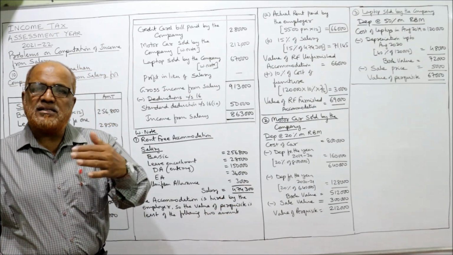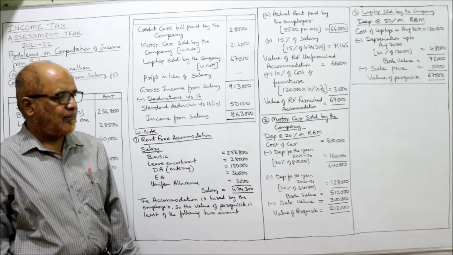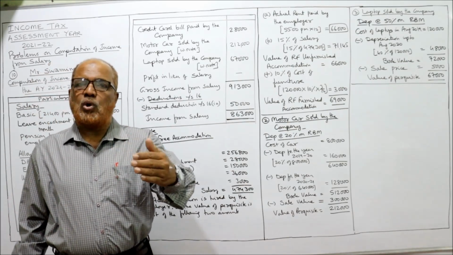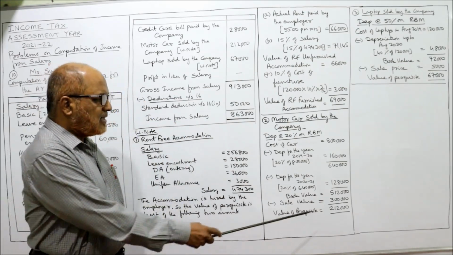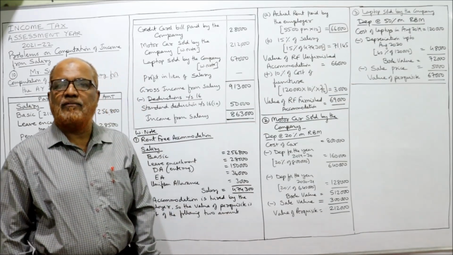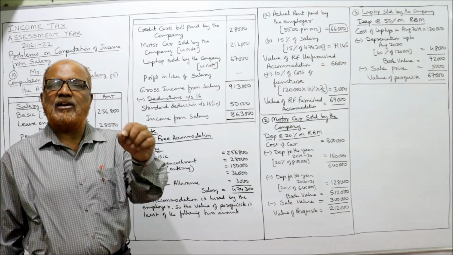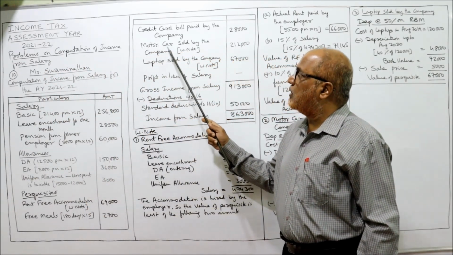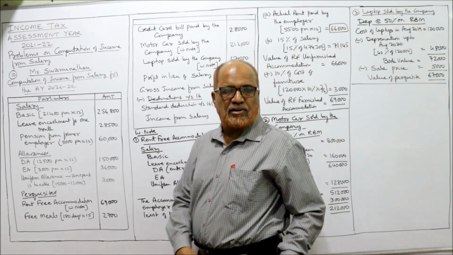At what price was the car sold by the employer? It is sold for 3 lakh, given in the problem. The motor car was sold by the company to the employee for rupees 3 lakh. So minus 3 lakh, the benefit which the employee gets is 2,12,000. This is the value of the perquisite on the motor car. So here, motor car sold by the company, 2,12,000. We got the calculations here.